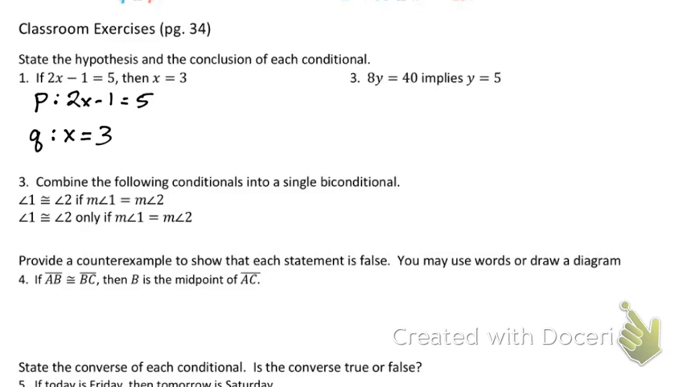Apparently we have two number 3s. Let's do this number 3 first. What is our hypothesis in our first number 3? Think about it, write it down, and then I'm going to call on you, okay? Write down your hypothesis, write down your conclusion.